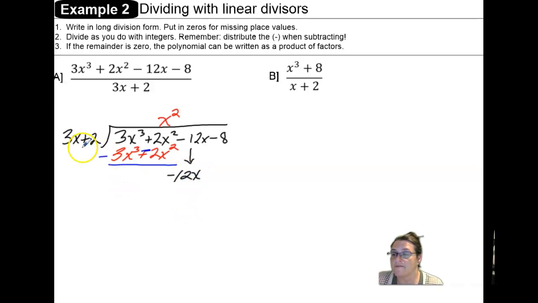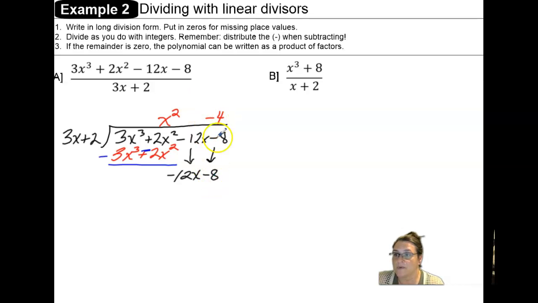And then I'm going to bring down my next term, which is a negative 12x. Now, if my divisor is a binomial, I have to have at least 2 terms to divide into. I need a binomial. So I'm going to bring down my constant as well so that I can divide 3x plus 2 now into negative 12x minus 8. So I'm asking myself, what do I multiply times 3x to get negative 12x? And that answer would be a negative 4.